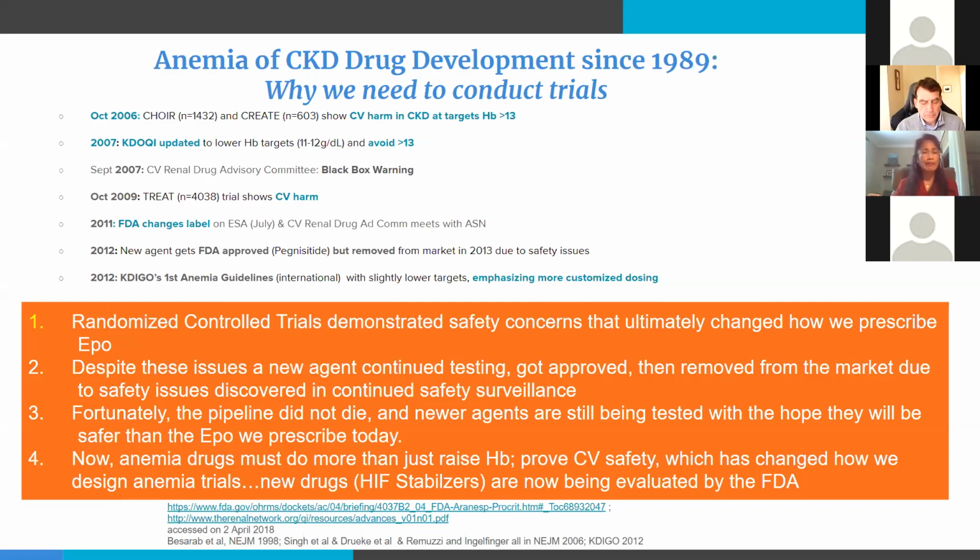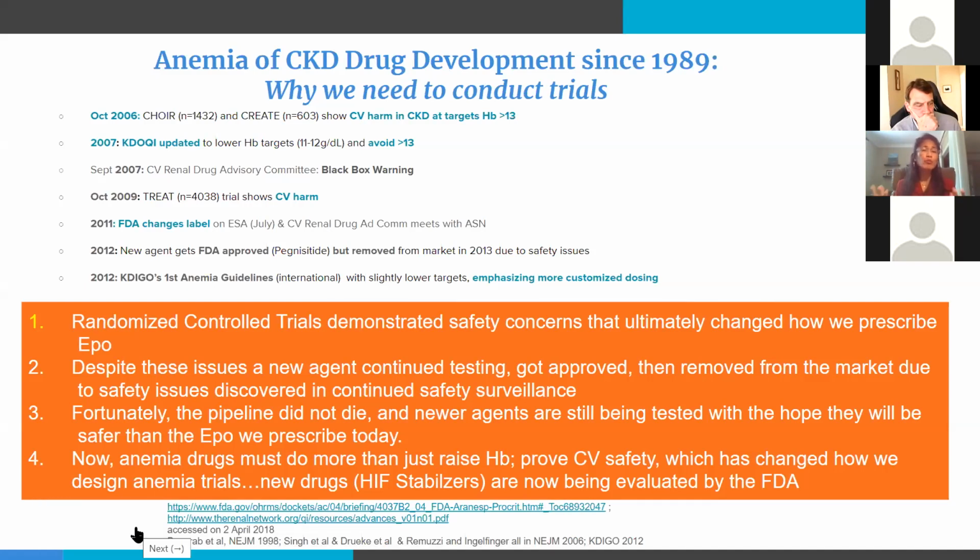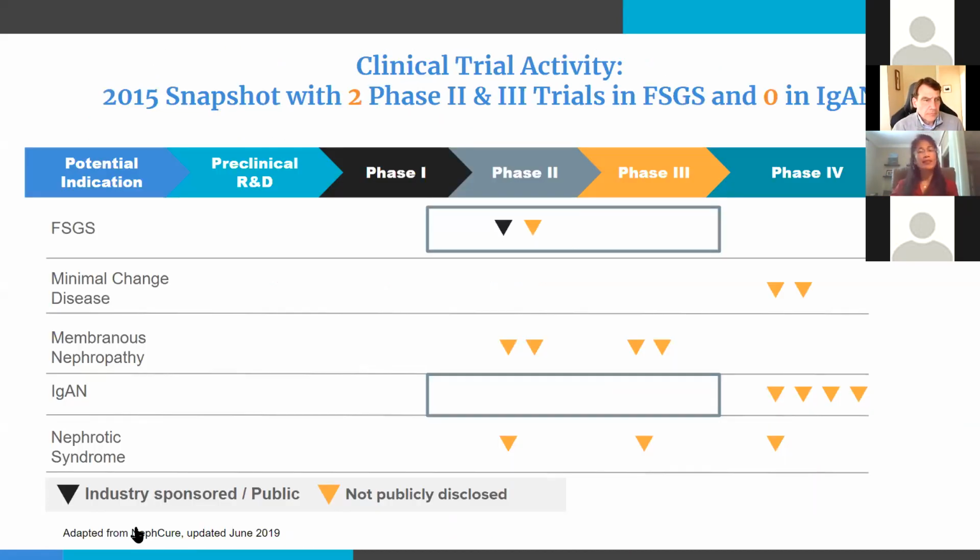And so the good news for a little while was in 2012, a very new drug got approved. But again, safety continuing after those approvals showed that it was actually harmful. So it got removed from the market a year later. So the point is that, again, while we want to get drugs approved, safety remains the importance before they get approved and really afterwards too. Next slide, please. Okay, so let's move on and talk a little bit more about IgA nephropathy.